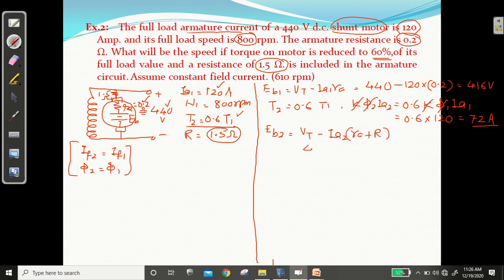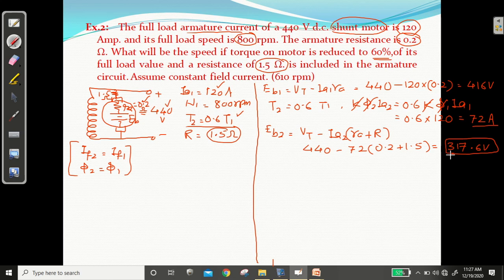So how much is VT? 440 minus IA2, how much is it? 72, we got it. RA was how much? 0.2, plus R, how much are you inserting? 1.5. So this is 1.7 into 72, 440 minus this. If you use the calculator, 440 minus 72 into 1.7, I am getting 317.6 volt. By using the calculator, I got it.